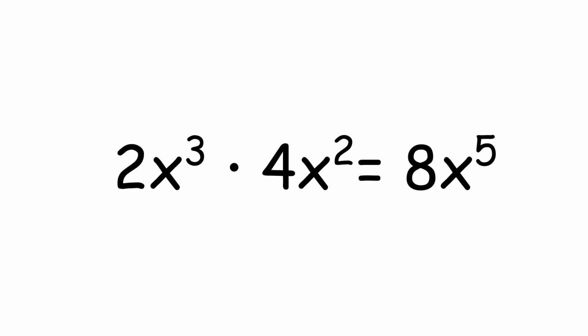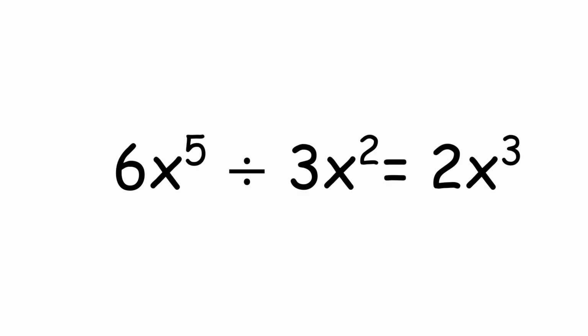So what about multiplication? Well, to multiply exponentials, you just multiply the coefficients as you normally would, and then add the exponents. So to calculate 2x cubed times 4x squared, well, 2 times 4 is 8, and 3 plus 2 is 5, so we get 8x to the power of 5.